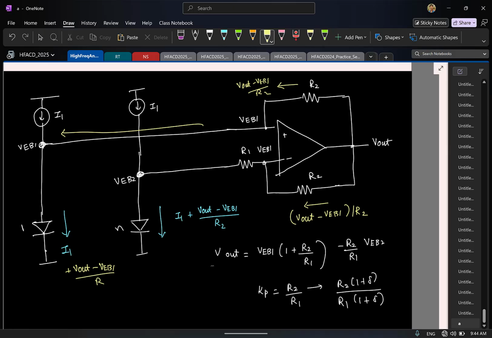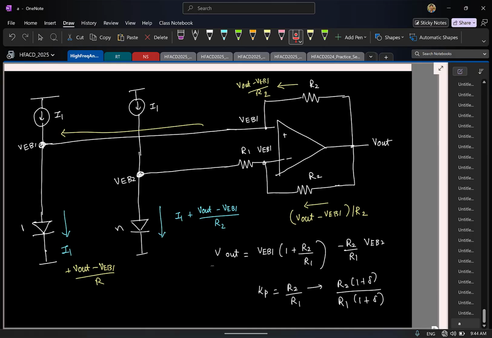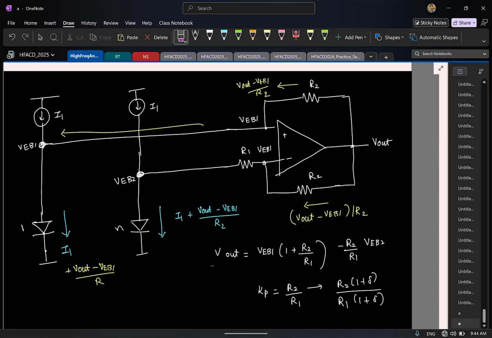Aren't we trying to make Vout equal to VEB1? Is that what you want? You want your output to be some other voltage that is constant, right? Keeping this current at 0 is a trivial solution, but that's not what you want. So this will definitely work, and this is one implementation of a bandgap reference. But here let's see if we can do some further simplification.